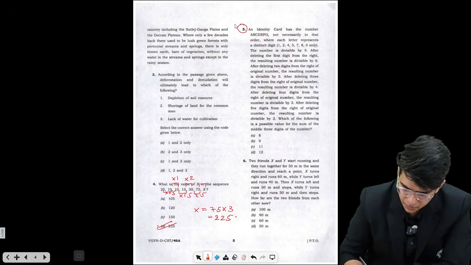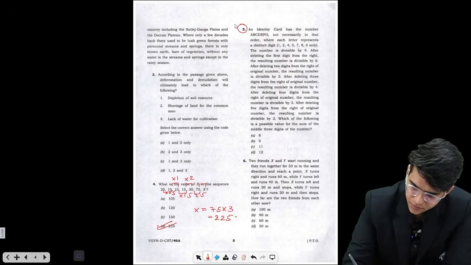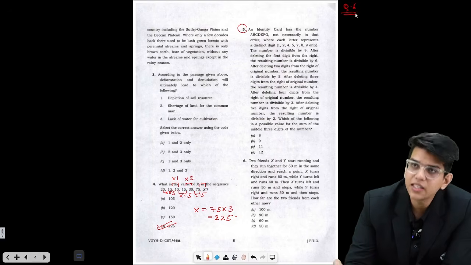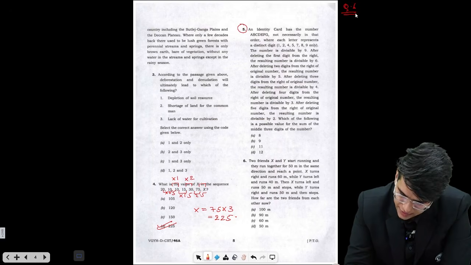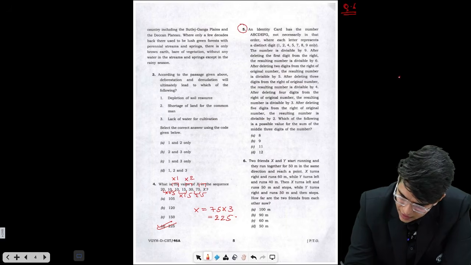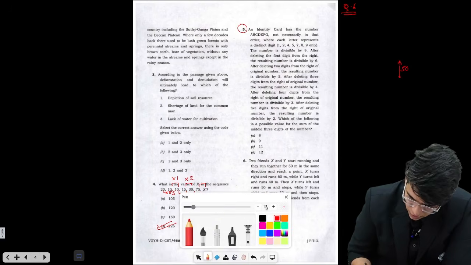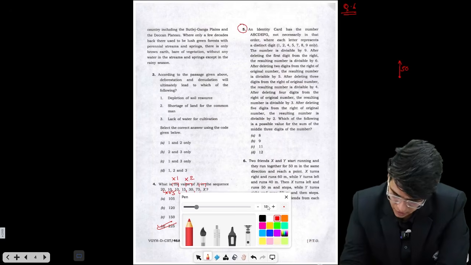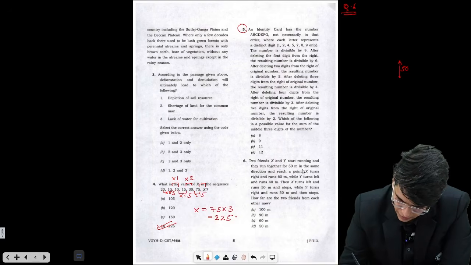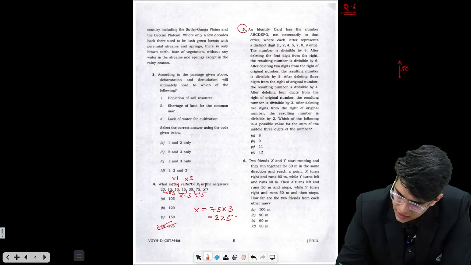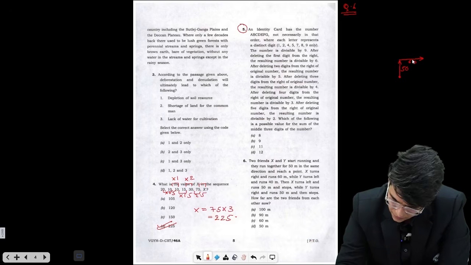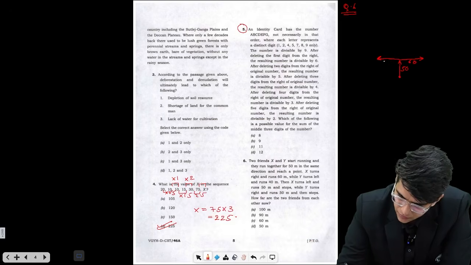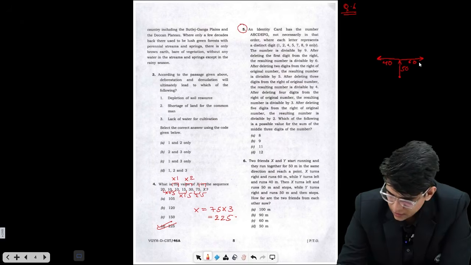Let's look at question number 6. So in question number 6, two friends X and Y start running. They run together for 50 meters in same direction. Let them start in this direction and go for 50, right? They go for 50. After 50, X turns right and goes 60. Y turns left and goes 40. Done. This is from this point onwards.